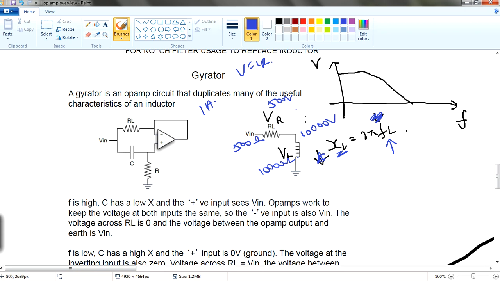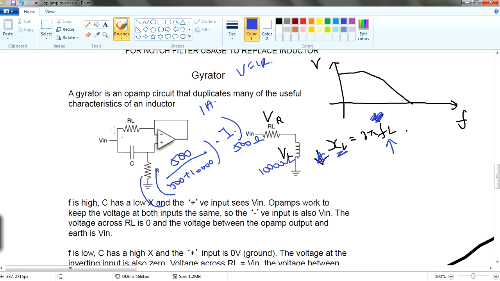Okay, this is not a very good example. But nonetheless, if you were to compare, it should be a fraction. So it should be 500 divided by 500 plus 10,000, multiplied by the current. Okay, this should be the case.